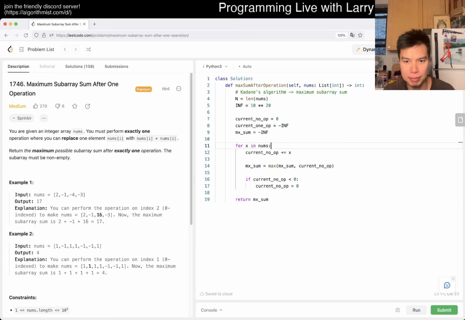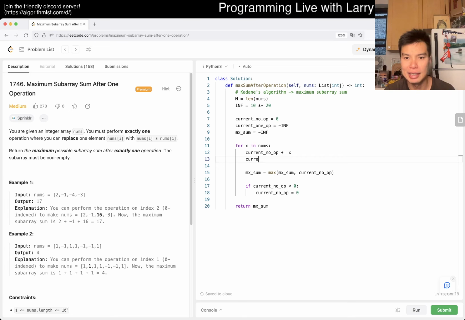But yeah, basically here this is no tick, right? And then tick is, well, for 1-up it is equal to either the max of this plus x, because we already took one operation and then we add the current number since we don't have any operations left, or it is the current no op plus x times x, using the square thing.